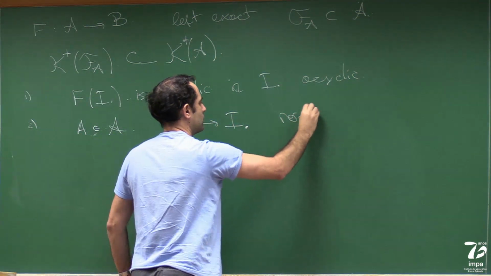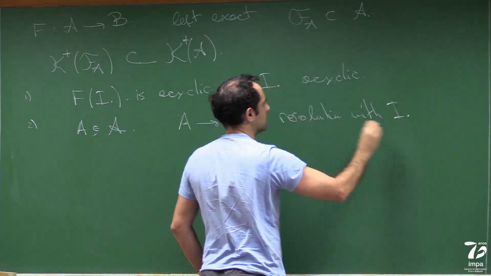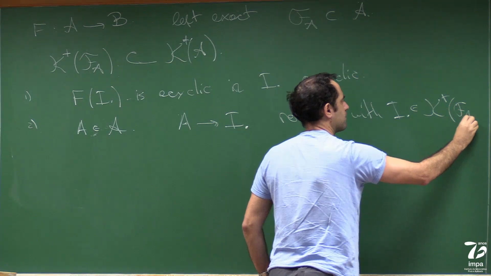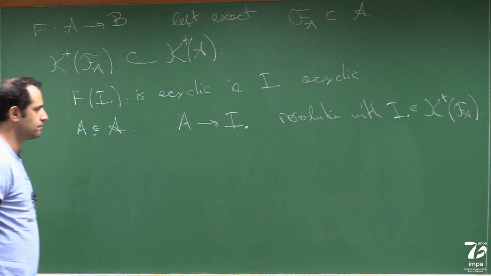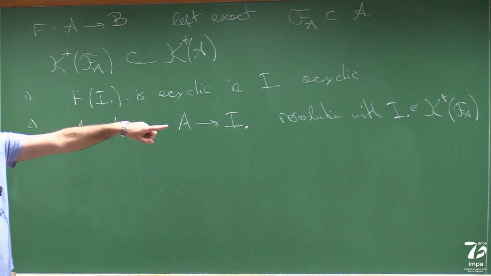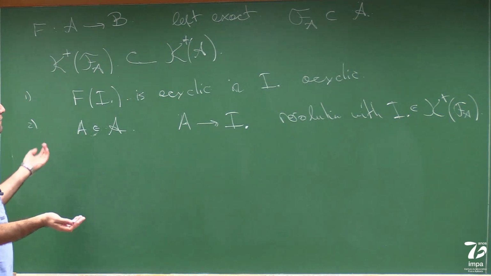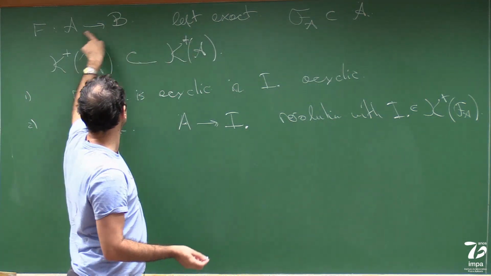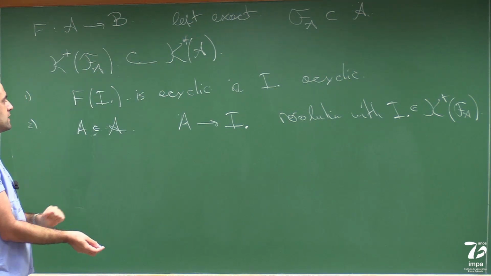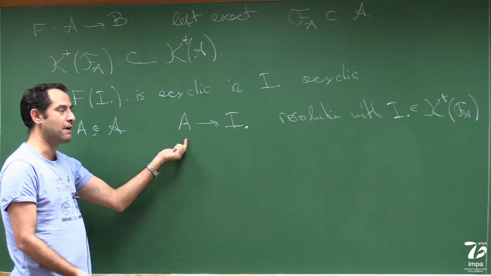Resolution with I dot, a complex in F of A. So that's a particular case of what's two, in that case of what is written there. There I required my F to be defined only at the level of complexes. Here my F is defined at the level of the abelian categories. And then I don't need to require to have a quasi-isomorphism from a complex. I only need to require to have a quasi-isomorphism from objects in my abelian categories.